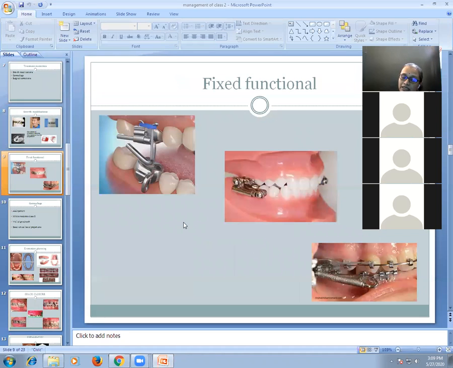Now, same as the myofunctional appliances, there is something called fixed functional appliances. You will use myofunctional appliances when the patient is still in growing phase, or there are some potentials of growth according to the SMI phase. You have done the SMIs. Am I right?